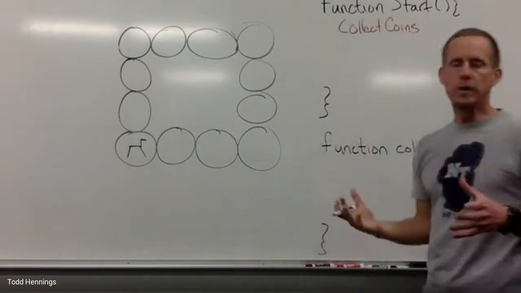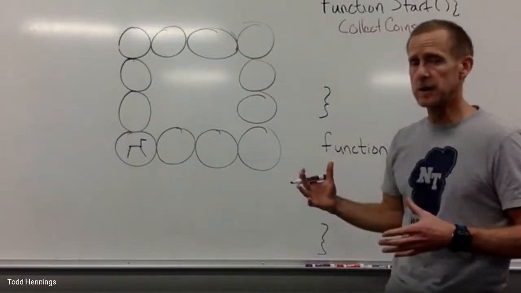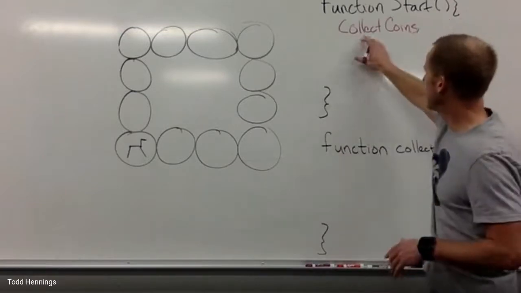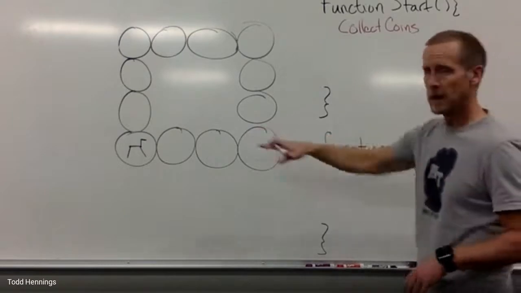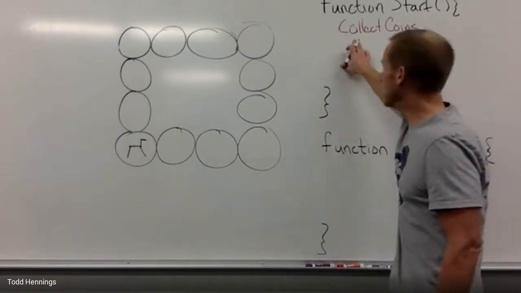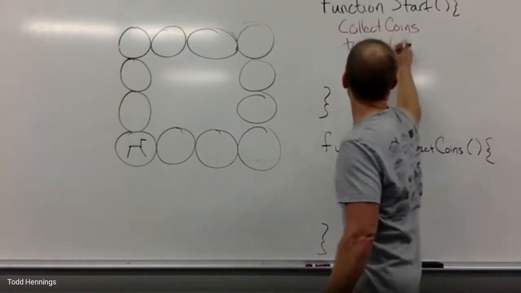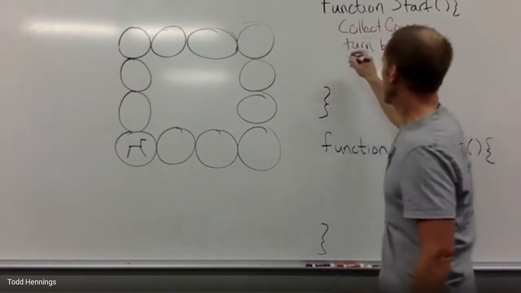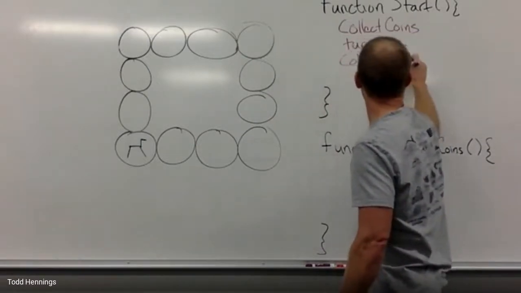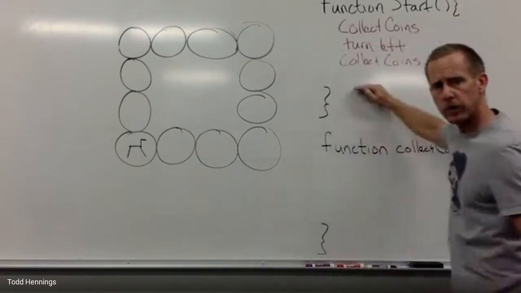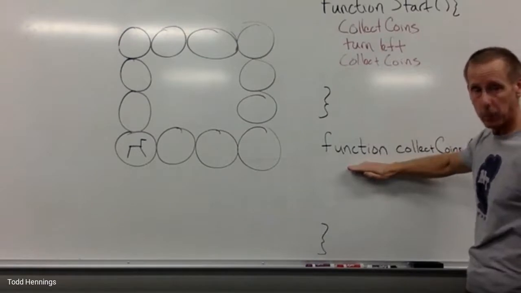Now, how you do this could be an individual solution. No one's solution is going to look exactly the same. Depending upon how I'm thinking to write this function, collect coins, maybe it's going to collect coins, and then here I'm going to tell it to turn left. And then it's going to collect more coins. So again, what's happening here? Collect coins hasn't been defined yet, but we'll start on that one.